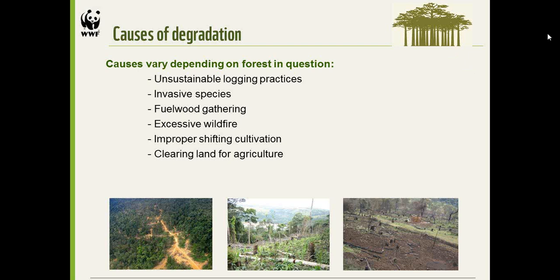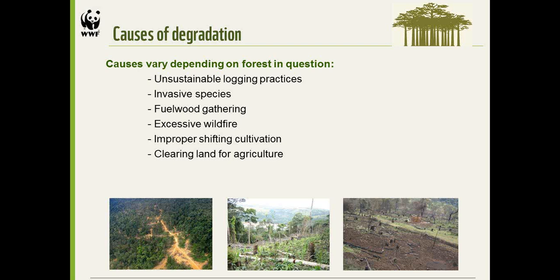So degradation can be caused by many things. Most of it is caused, of course, by unsustainable logging practices. Forests are degraded in many parts of the world also by invasive species and also by fuel wood gathering. It's always surprised me that the amount of wood that's actually burned for heating and cooking is more than all of the wood that goes into paper and wood products combined. So fuel wood gathering is one way that forests can certainly be degraded.